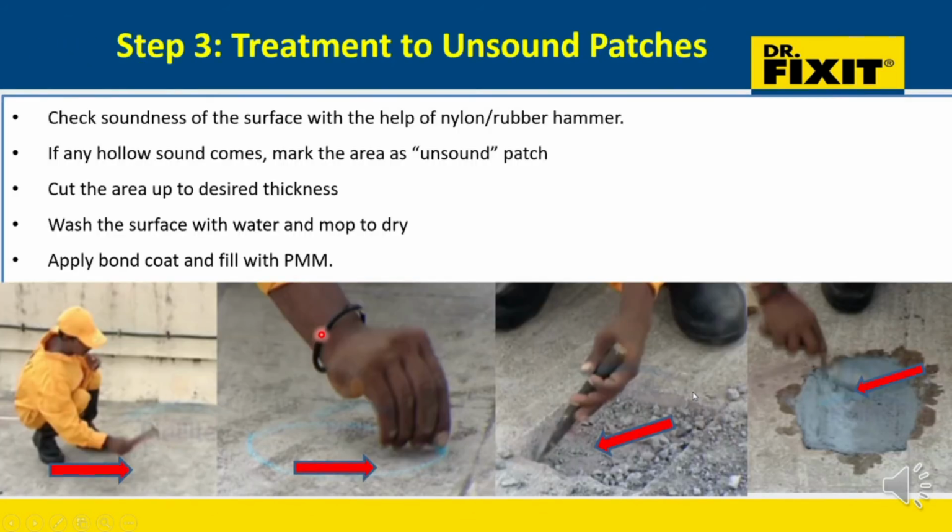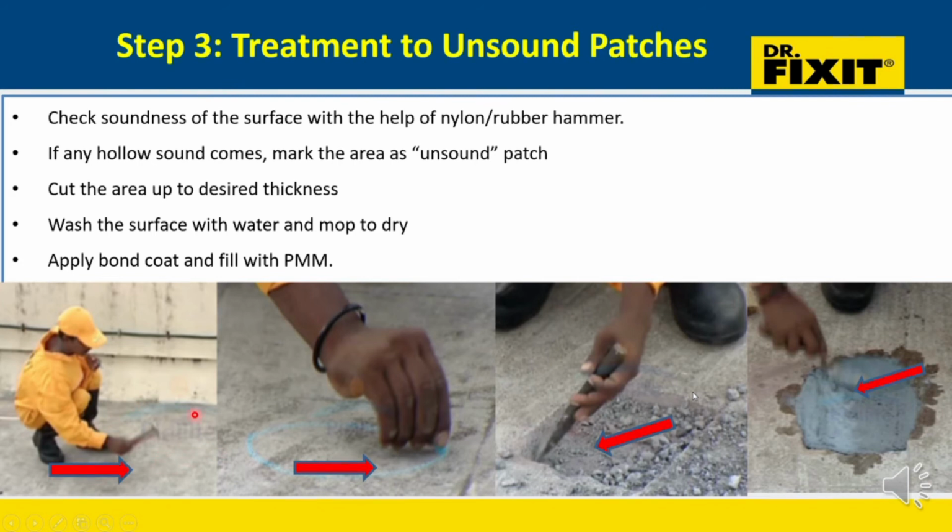Third step is treatment of unsound patches. So how to check it? I am showing you with the help of these images. First, take a nylon hammer and tap on the floor. If there is a hard sound, that means the surface is good. If the sound is hollow, then the surface is bad and it needs to be repaired.